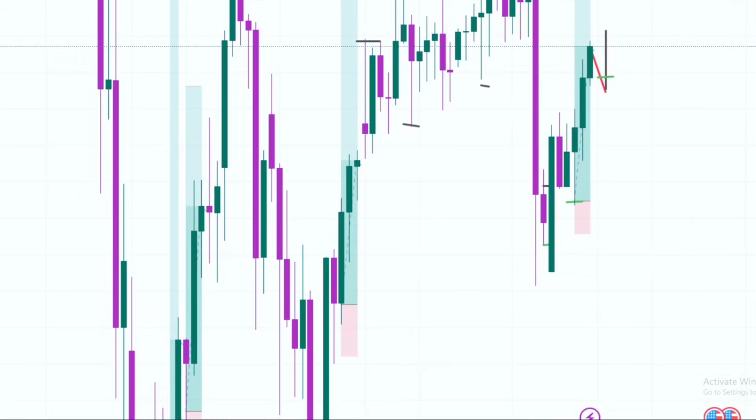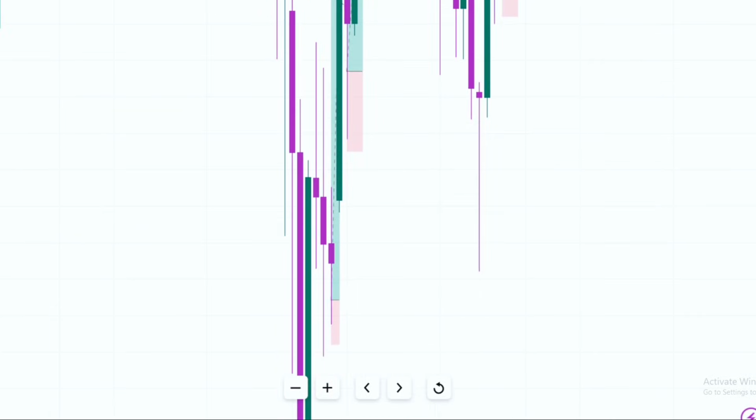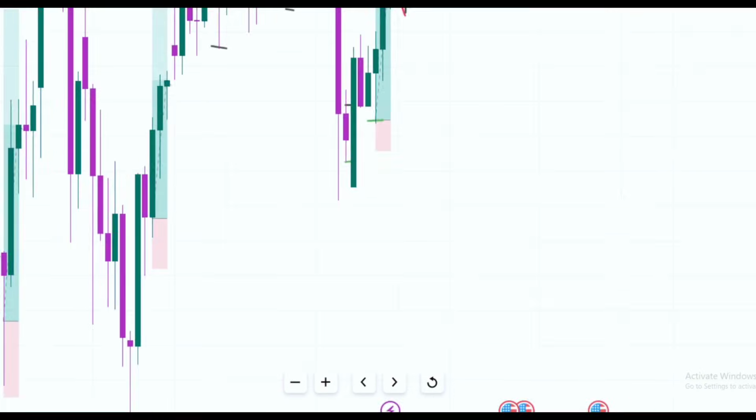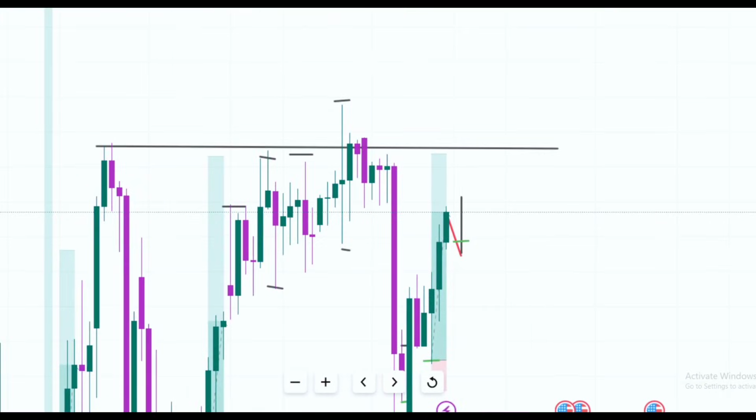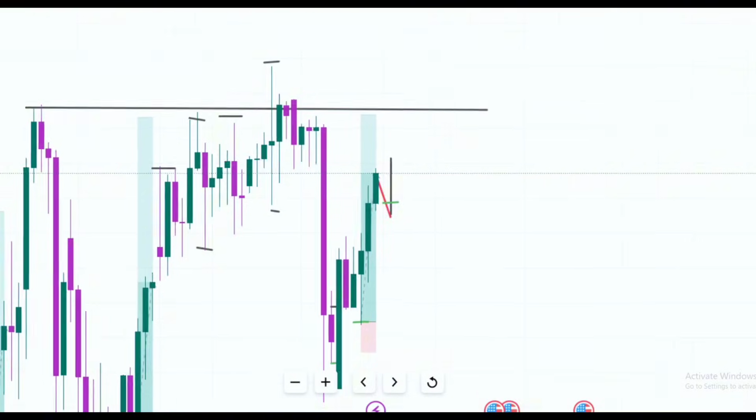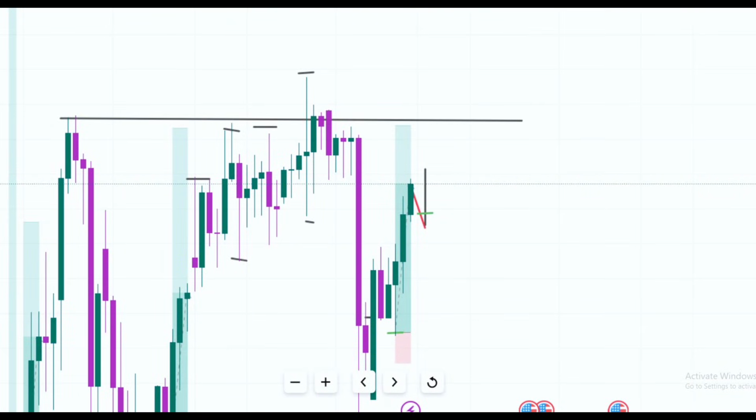Now, notice how my entry in all the previous entries has been. You see my entry here. You see my entry here. You see my entry here. Notice one thing, that they all look similar. The point at which I made my entry looks similar. It doesn't have to be perfect, but it is similar. It is during continuation. So for an ICC strategy, the most important thing you need is simply to understand when there is continuation so that you make your entry.